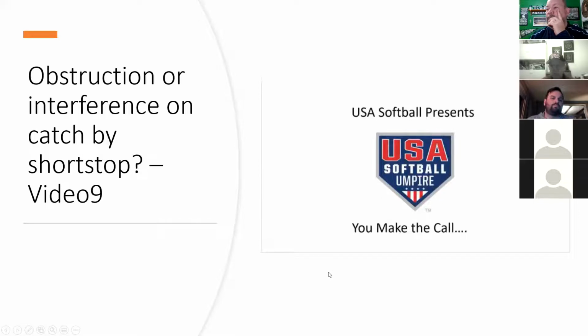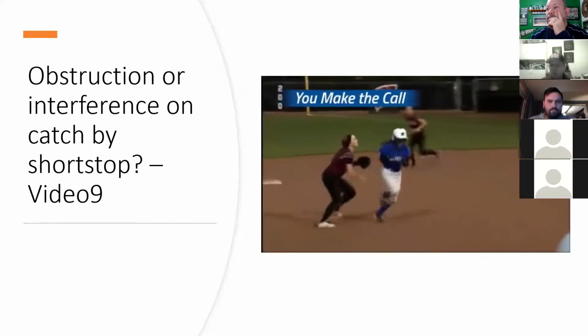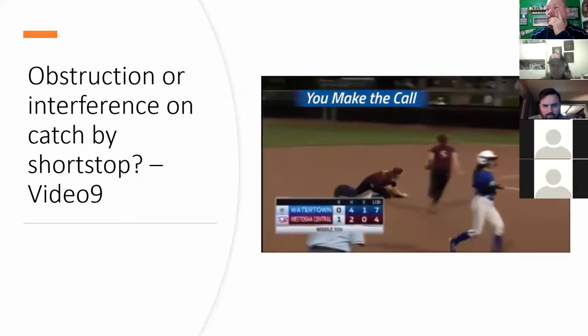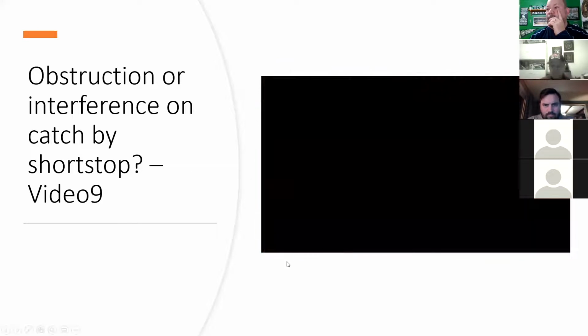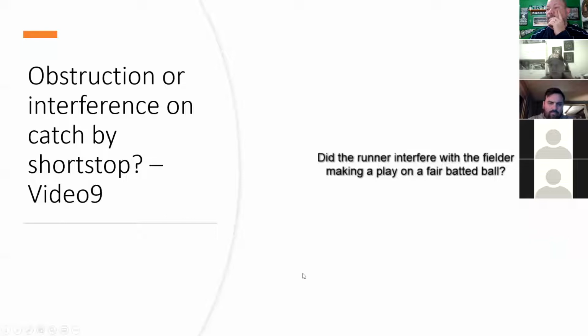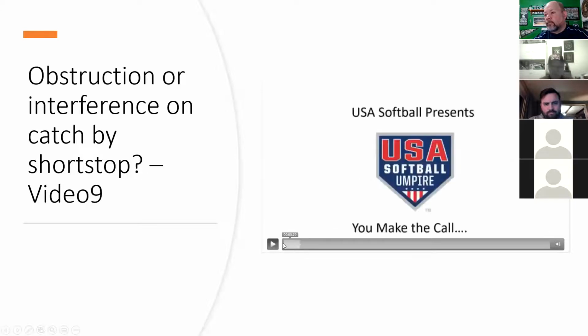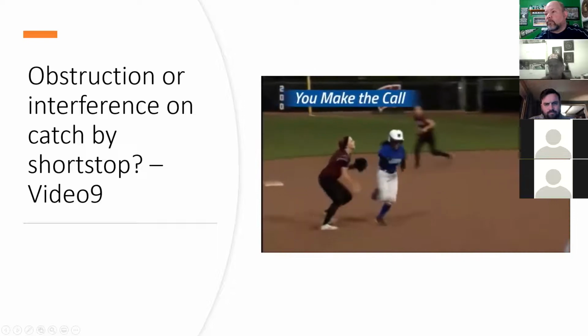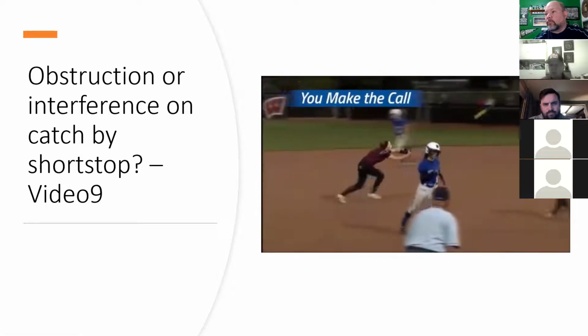Catch by the shortstop. Ball's popped up here. Had a runner at second. Now you have to decide, did the runner interfere with the fielder making a play on the fair batted ball? Check this out again. How many of you have seen this before? Did you see this at a state clinic?